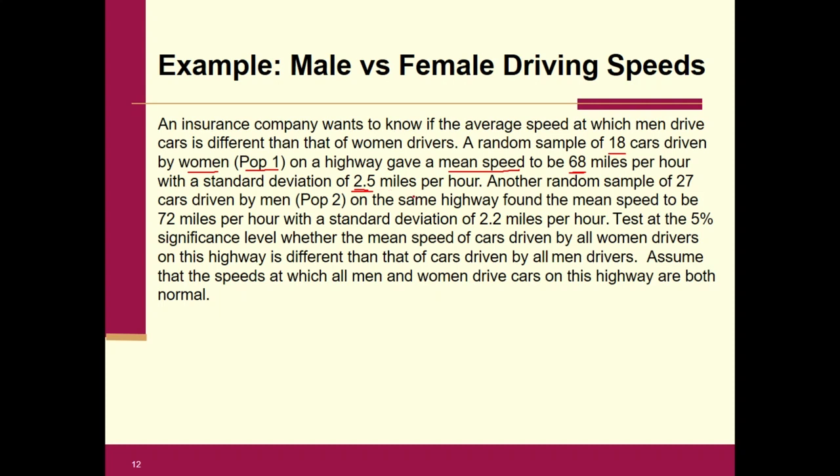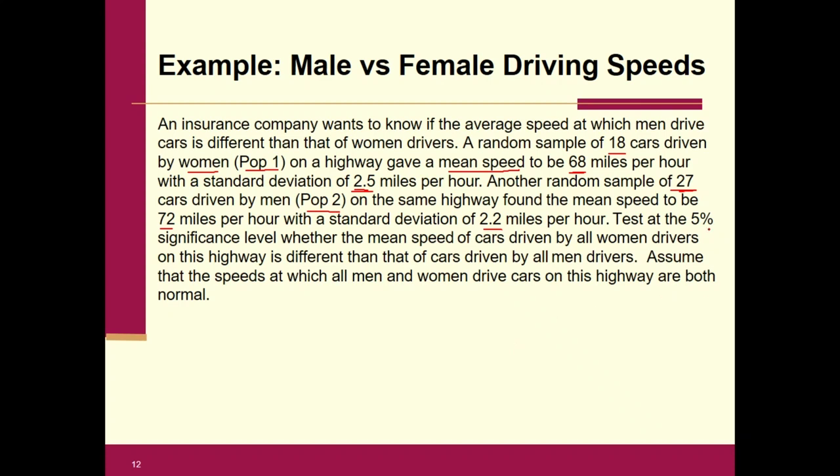We're trying to get you to organize the data based upon the wording. So another random sample of 27 cars driven by men, that would be population 2, on the same highway, gave a mean, so that must be n2, that's 27. Gave a mean speed of 72. That's x bar 2. Standard deviation of 2.2, that would be s2. So that's really the bulk of the problem, just organizing n1, x bar 1, s1, n2, x bar 2, s2. That's all.